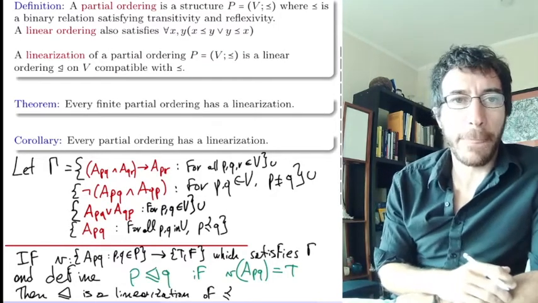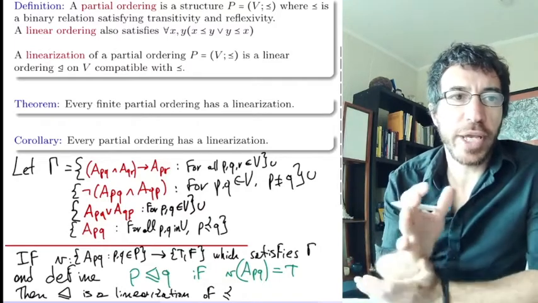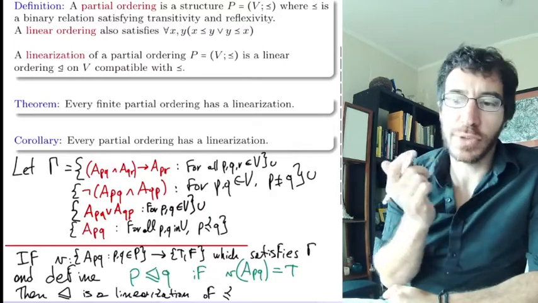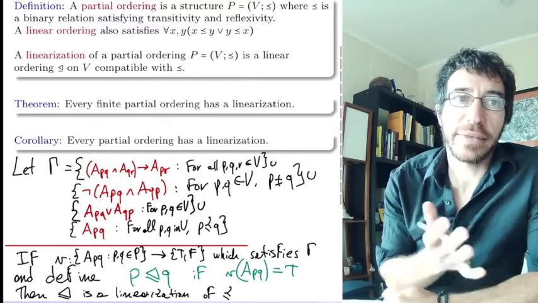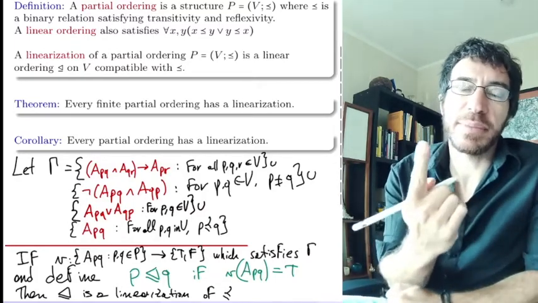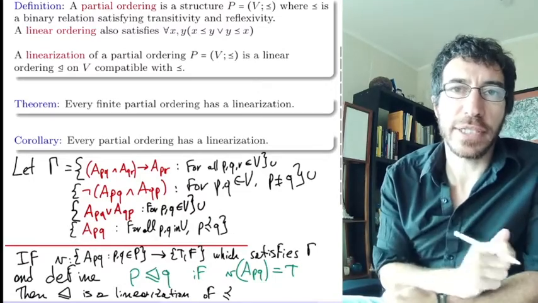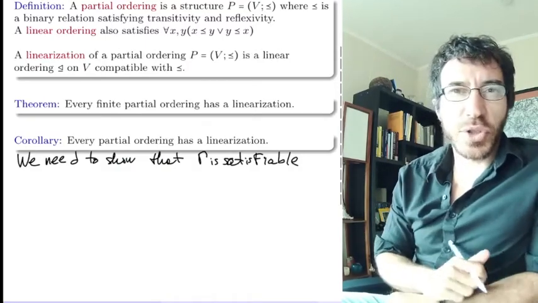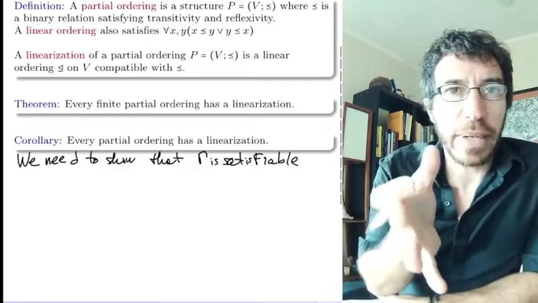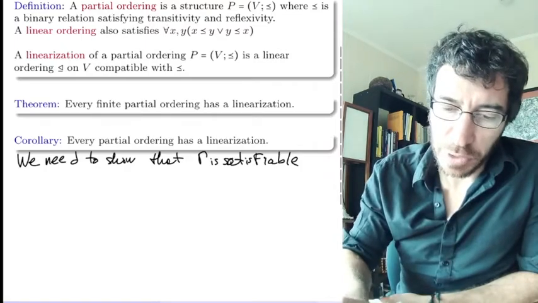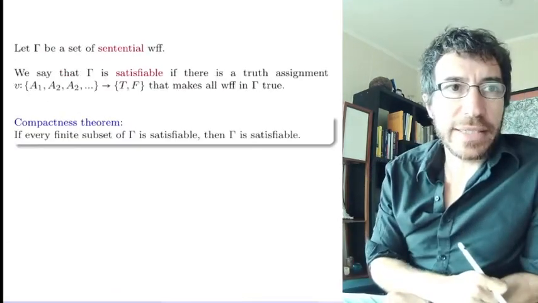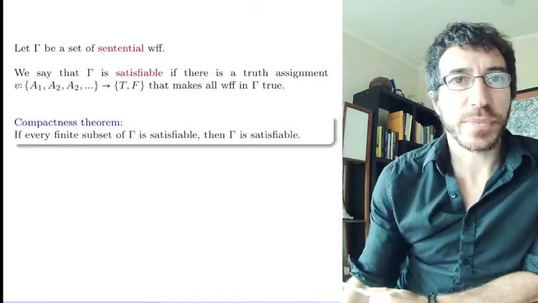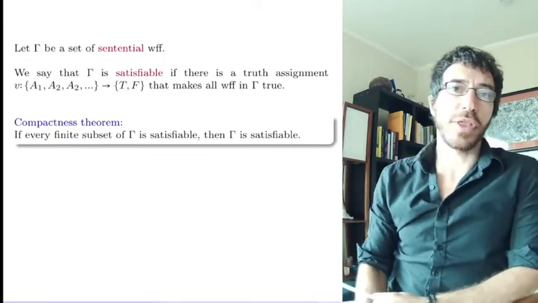Okay, so what's left to show is that such a truth assignment exists. What we need to show essentially is that this gamma is satisfiable, that there is some truth assignment that makes all of the sentences in gamma true. So we need to show that it's satisfiable, so that means we need to show it has a truth assignment, and here's where compactness comes in. So let's remember what compactness says. Compactness says that if every finite subset of a set of well-formed sentences is satisfiable, then the whole thing is satisfiable.